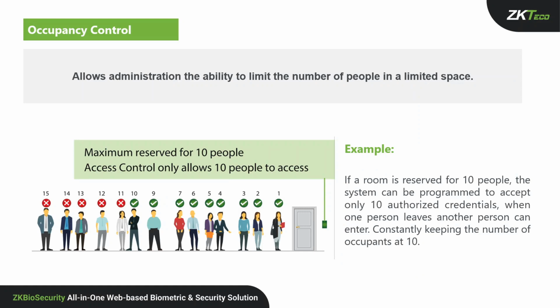Okay, occupancy control. This is to limit the number of people in a limited space. For example, only 10. As you can see on this screen, only 10 persons are allowed. If it is more than 10, you cannot access. If someone goes out, the total is 9, and then someone can enter again. So at most 10 per room. But it depends on you what settings you want or how many users you want.